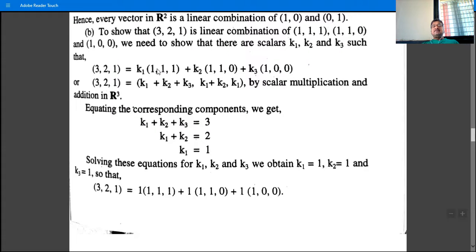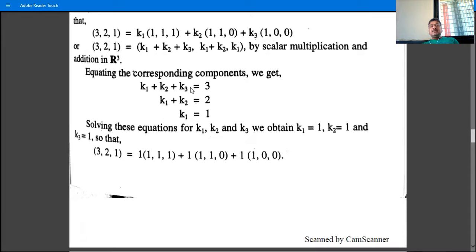We have the first step as (k1, k1, k1), then (k2, k2, 0), and then (k3, 0, 0), and then apply the addition definition. So (k1 plus k2 plus k3, k1 plus k2, k1 plus 0 plus 0). This is by using the usual addition and usual scalar multiplication in R3. Then equating LHS and RHS, we have k1 plus k2 plus k3 is equal to 3, k1 plus k2 is equal to 2, and k1 is equal to 1.